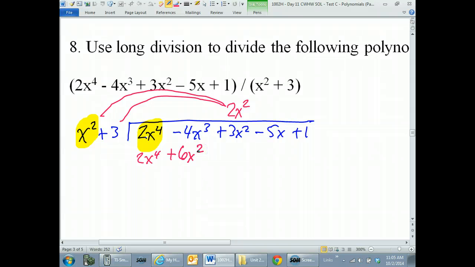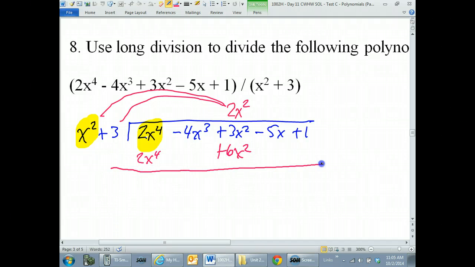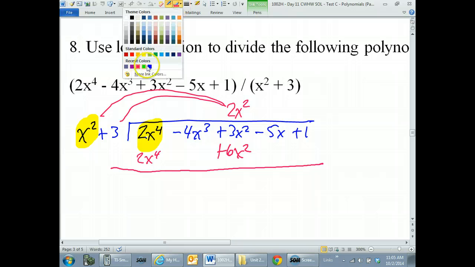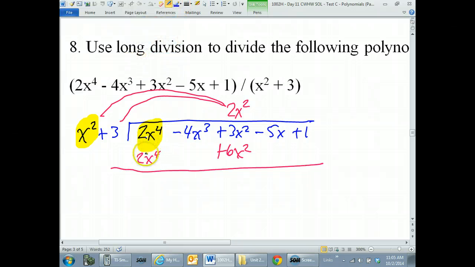6x squared. Up. What did I just do wrong? You put it under the bottom. I put it under the 3 because normally it just goes, but you want to put it under the like term. So let's do that properly. So I'm looking at 6x squared. So I'm going to put it over here. Okay. I draw my line. Now I subtract by changing the signs. So this is going to become minus, and this will become minus as well.